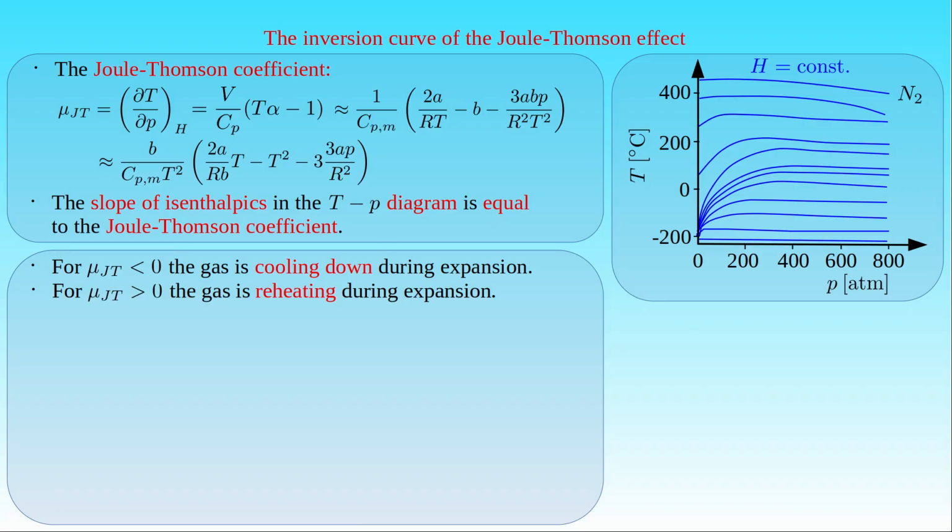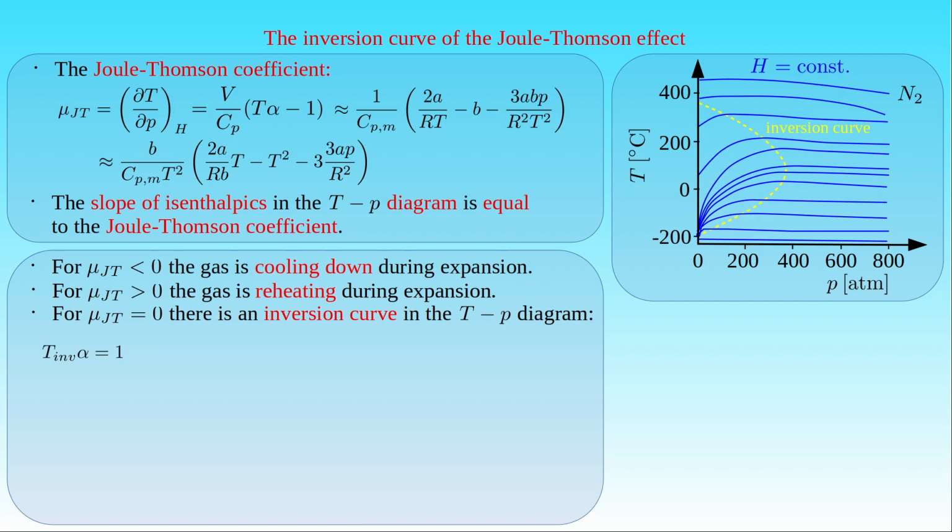This inversion indicates the thermodynamic states where the coefficient is equal to 0, no cooling or reheating occurs during the isenthalpic expansion of the gas. For a vanishing Joule-Thomson coefficient there is a so-called inversion curve in the temperature versus pressure diagram of the expanding gas, where the inversion temperature TINV is defined by the expression stating that the inversion temperature times the thermal expansion coefficient alpha is equal to 1.